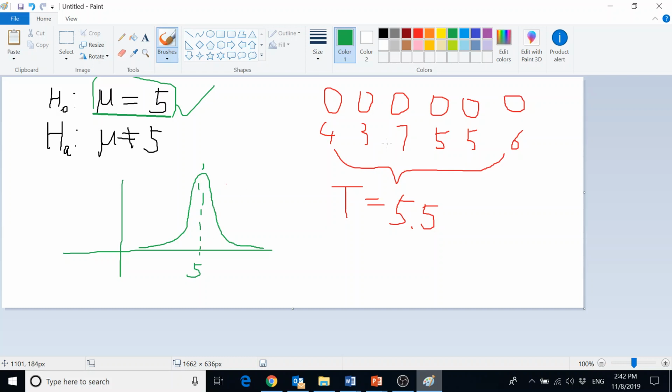The point here is, okay, so now what do you do with it? Now you need to select a confidence level. We'll select 5%.